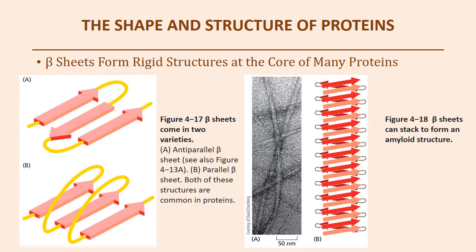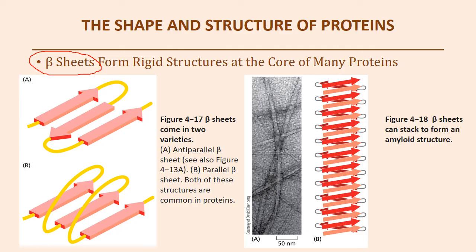Now here's a look at the beta sheets. The beta sheets are not as flexible as the helixes. They tend to be more of a rigid formation. And as I said to you before, what you're doing here is forming your hydrogen bonds, but you're forming them side to side instead of spacing them out like you were doing in the helixes. So you have more of a flattening of the protein.